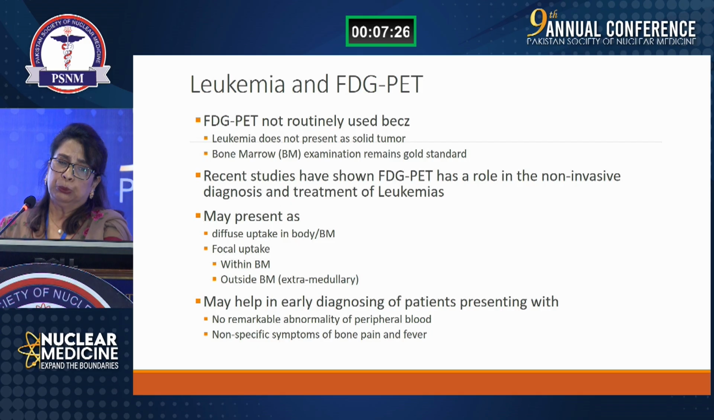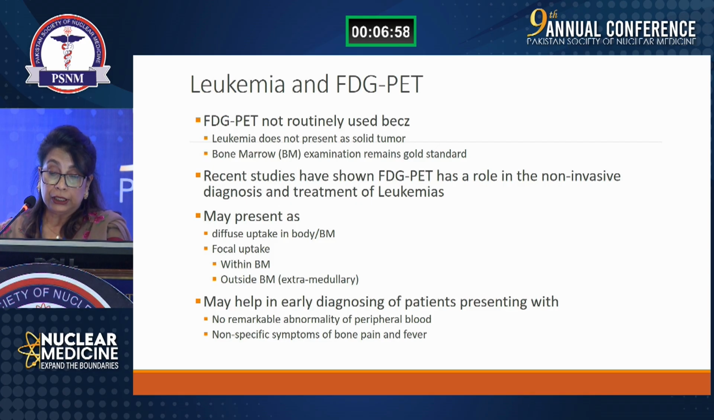So for the leukemias, PET-CT is generally not used because it does not present as a solid tumor. Bone marrow examination remains the gold standard for its diagnosis. Recent studies, however, have shown that PET-CT has a role to play in the non-invasive diagnosis and treatment of leukemias. It may present as a diffuse uptake in the body or in the bone marrow, and then there may be focal uptakes within the bone marrow and outside the bone marrow, which are the extramedullary lesions.